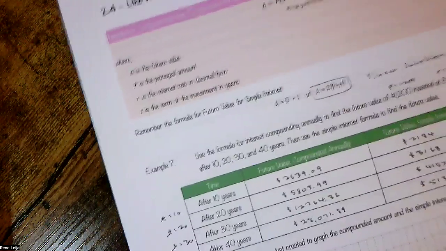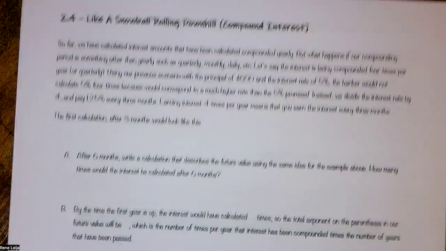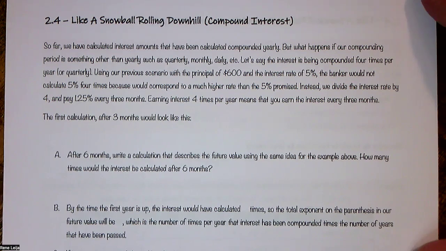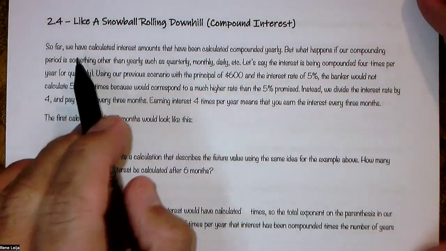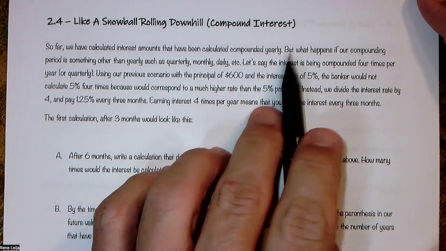All right. Now let's dig in a little bit deeper to compound interest. So what we've done so far is we had calculated our compounding period to be after 1 year. We compounded it annually. Now, that's not always the case. So far we have calculated interest amounts that have been compounded yearly.